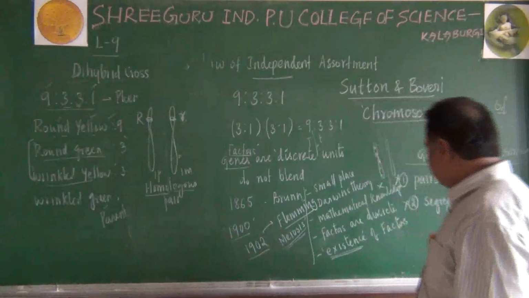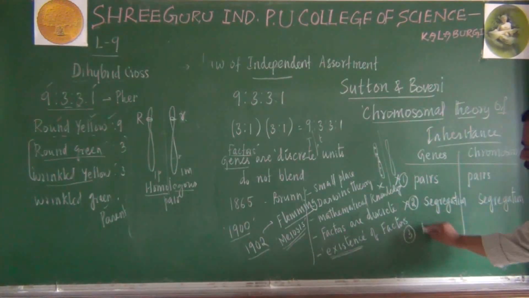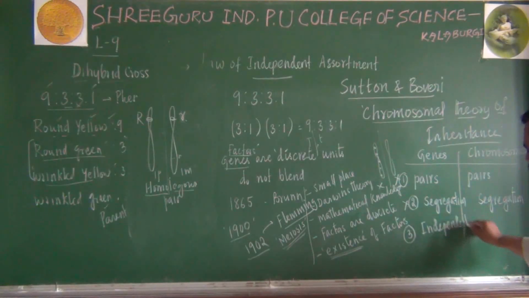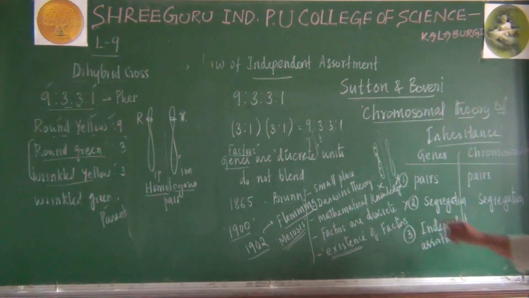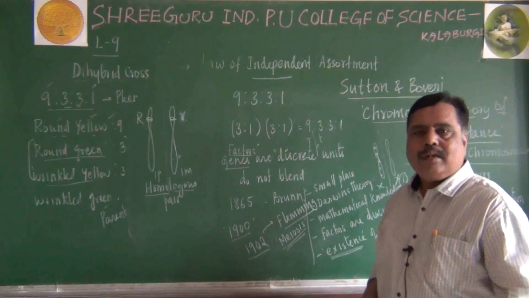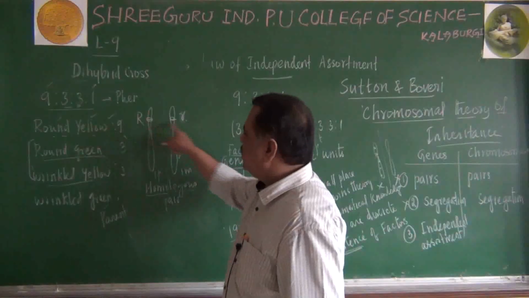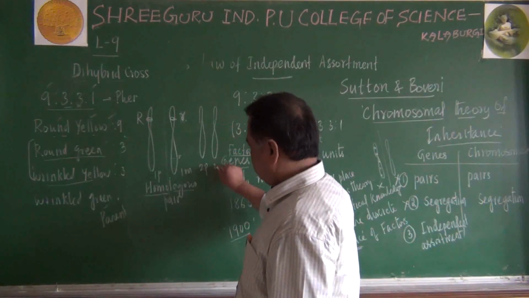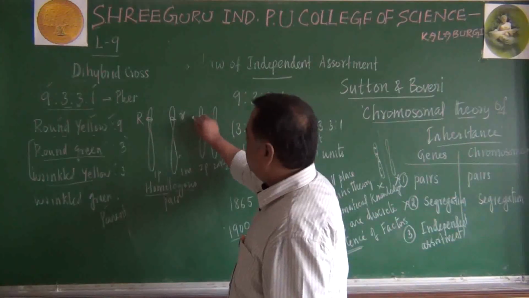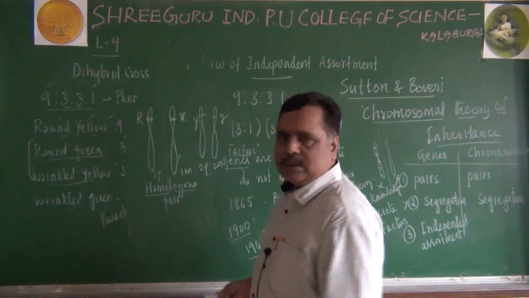After segregation, what will they do? They can assort randomly. Random assortment, independent assortment, is possible. Between whom? Not between the alleles of the same character, but between the alleles of two different characters. This is one character. Let us consider a second, paternal and maternal. Here capital Y is there, here small y is there. They will also undergo segregation.